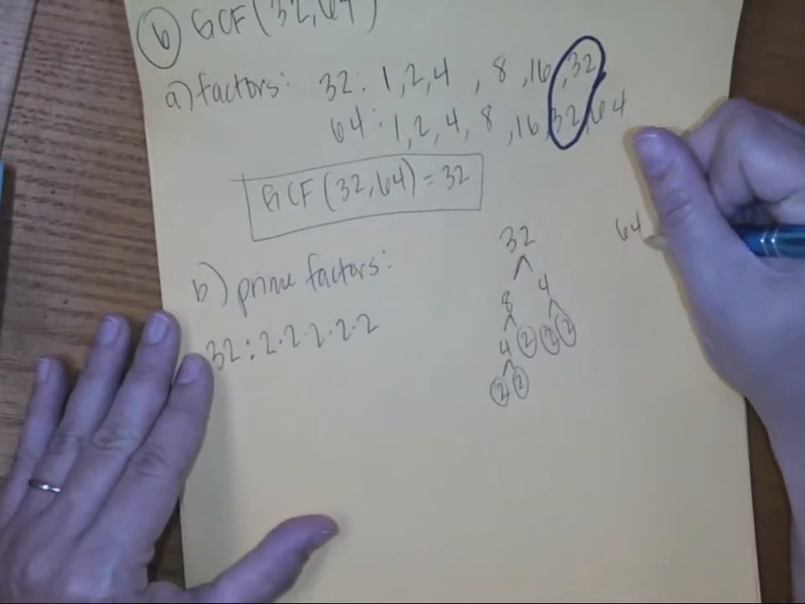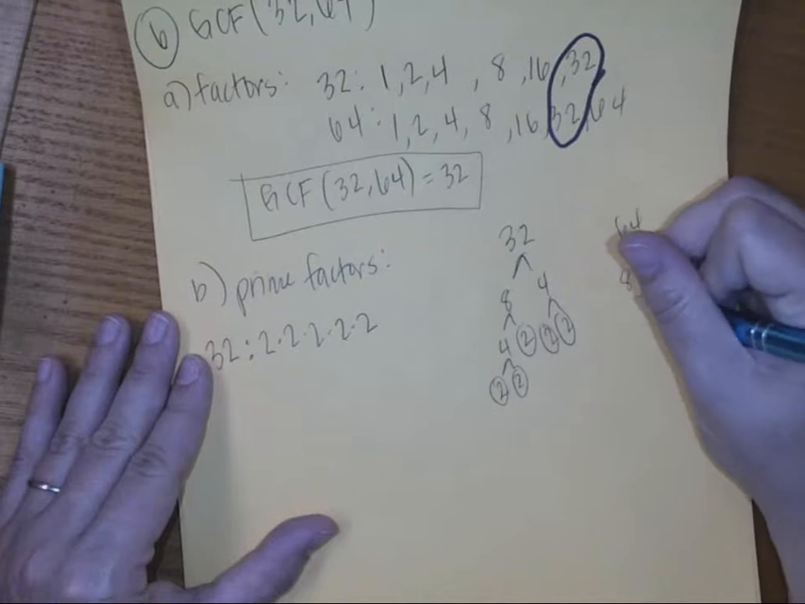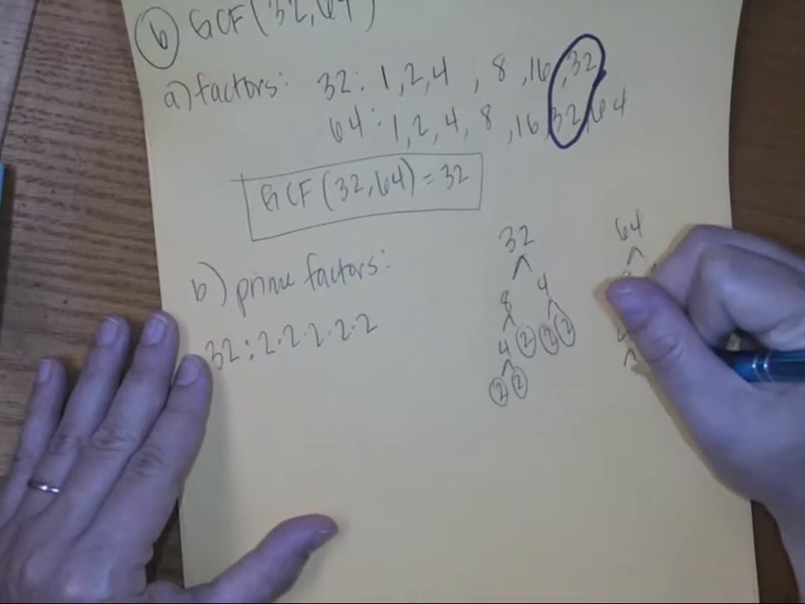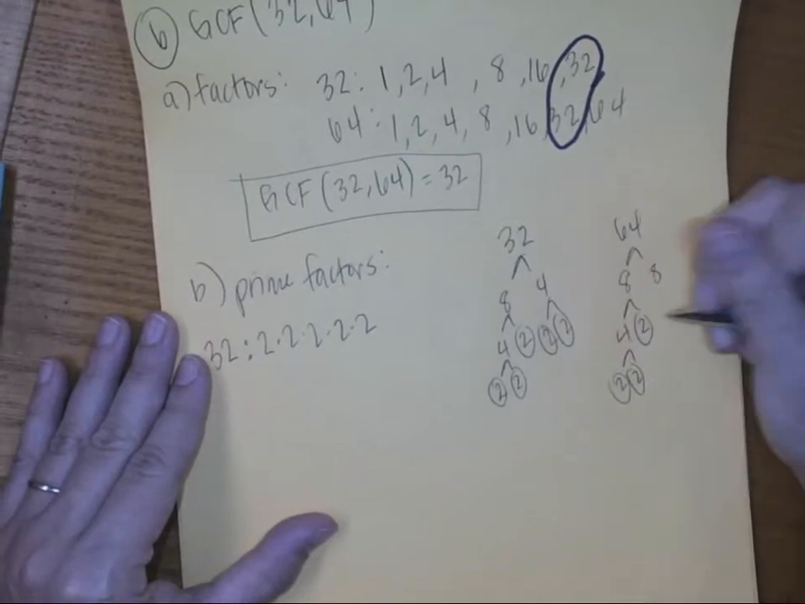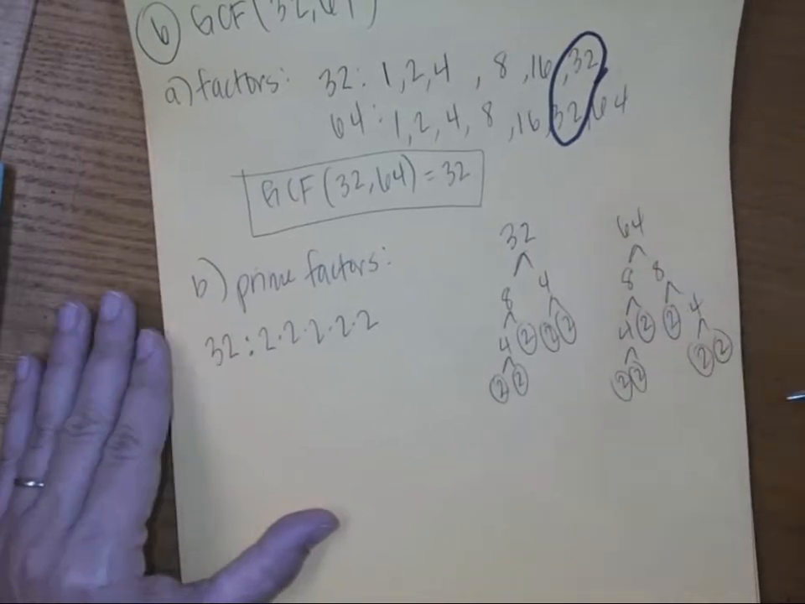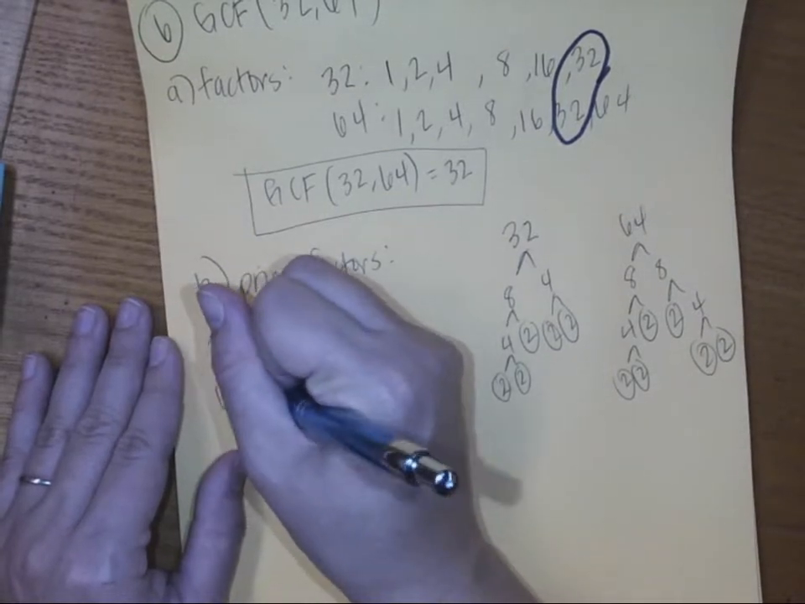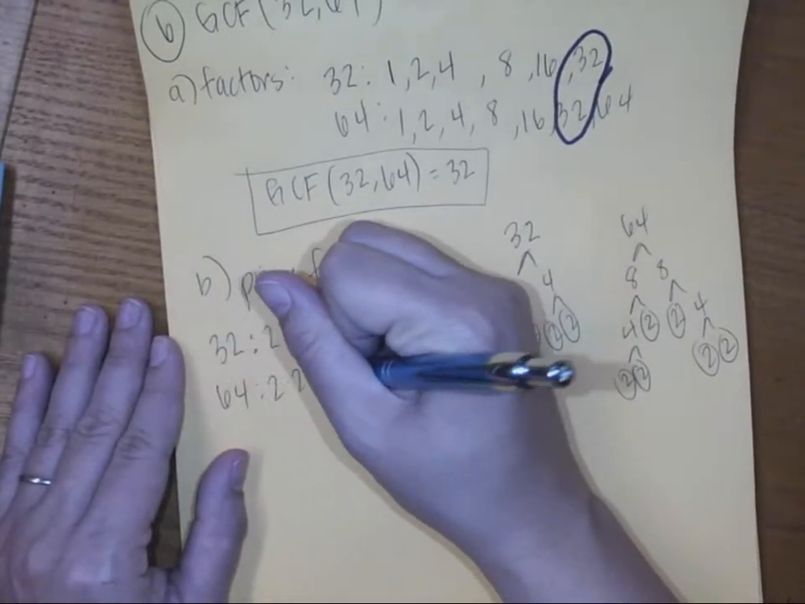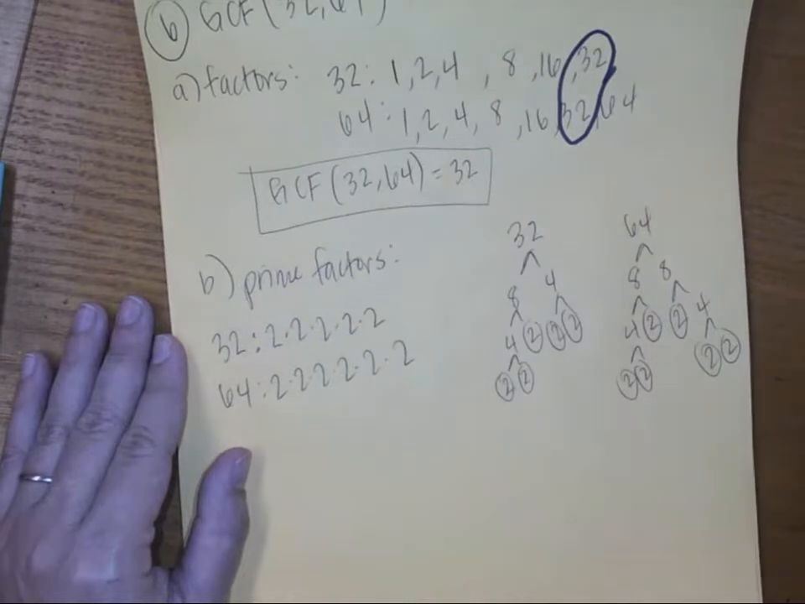Same thing with 64. 64 is 8 times 8. 8 breaks down into 4 times 2. 4 breaks down into 2 times 2. Same thing with this 8 over here. So 64 is 6 2's this time. So 1, 2, 3, 4, 5, 6.